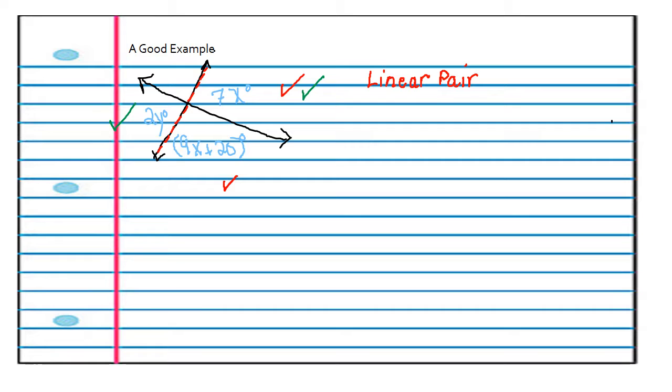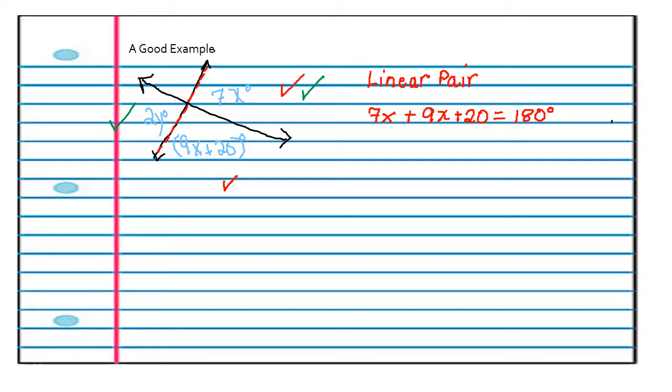All right, so we're going to set it up so that we take the first angle, 7x, and we're going to add it to the second angle, 9x plus 20. And linear pairs are supplementary, so the magical geometry number is 180 degrees.